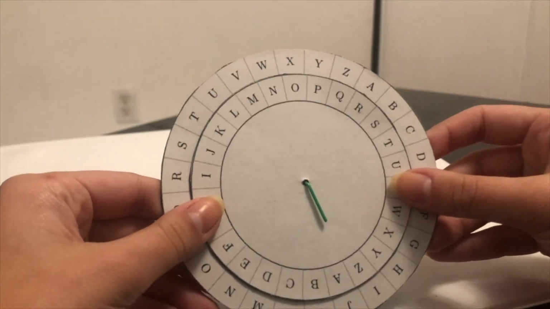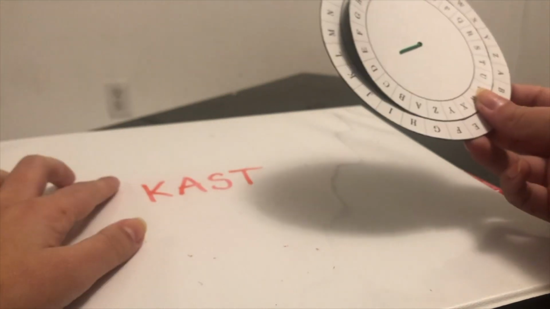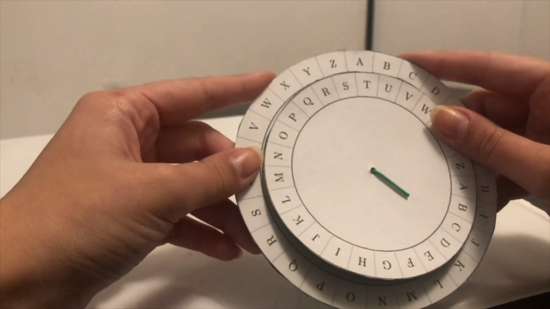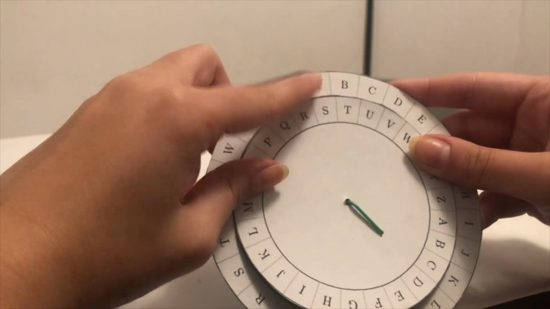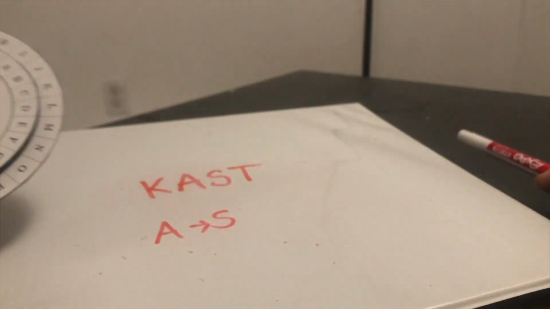So now I'm going to show you how to use your cipher disks. Say we want to encrypt our own message, and for this example, we're gonna use KAST. Then the first thing we're going to do is create an index. So we're going to match something on the outer circle to something on the inner circle, and for this example, let's just say we're going to match A to S. And then we're going to start encrypting.